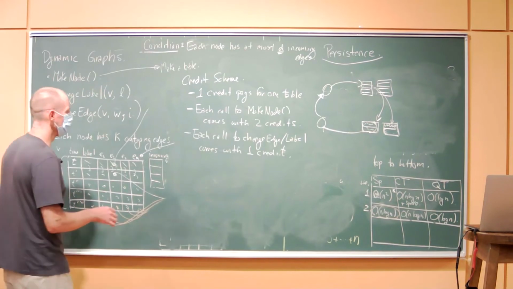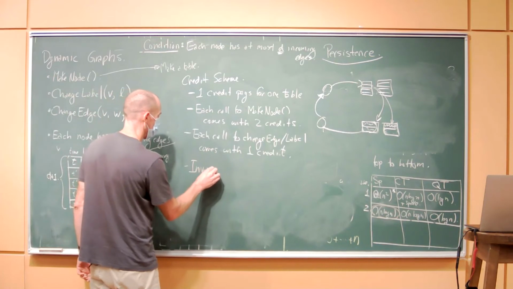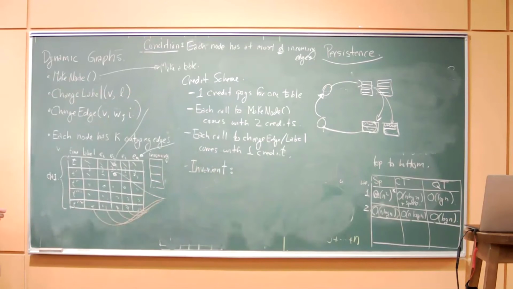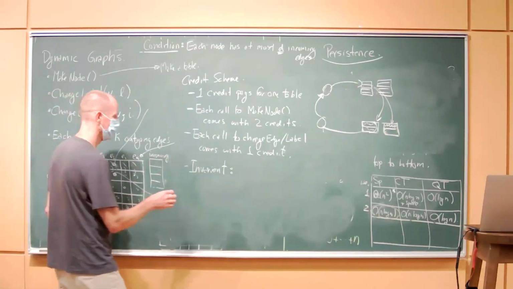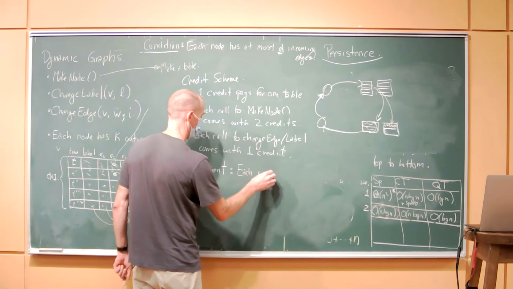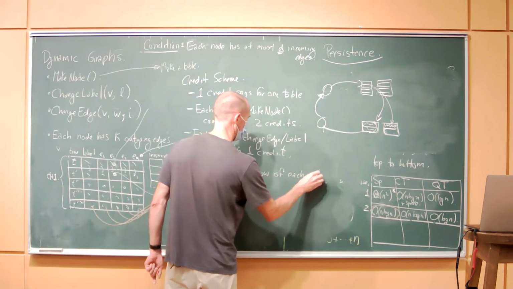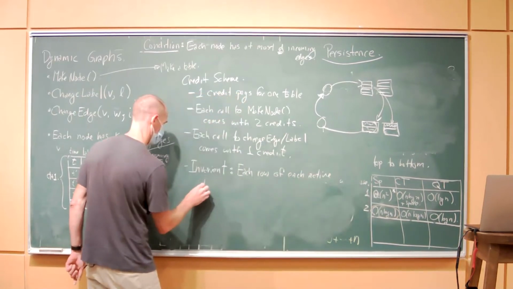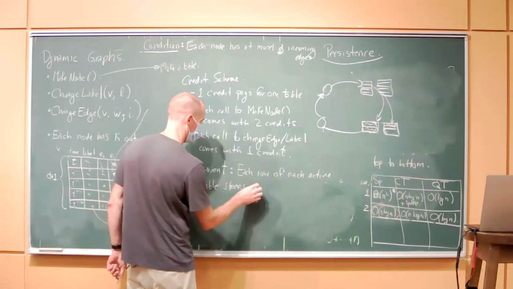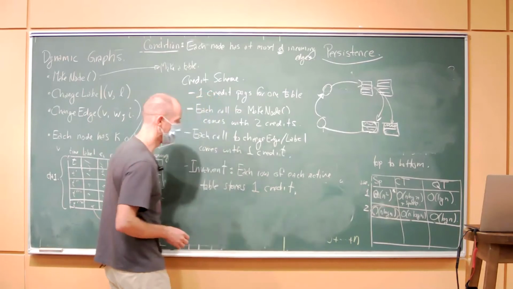And the way we're going to make all of this work is to maintain the following invariant, which is that each row of each active table stores 1 credit. So it has 1 credit saved up.